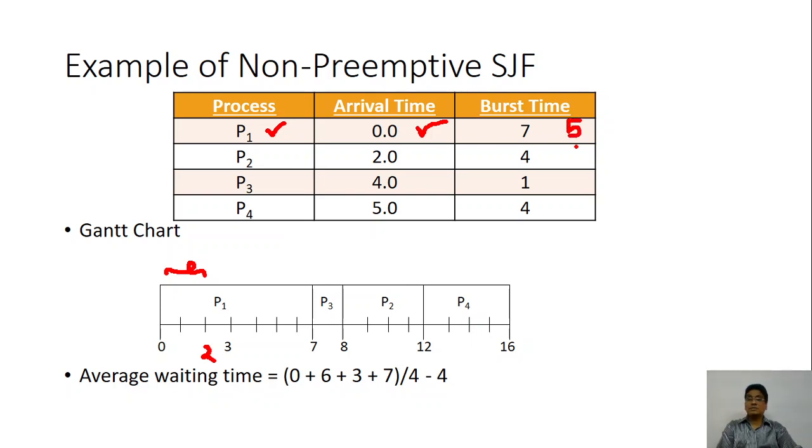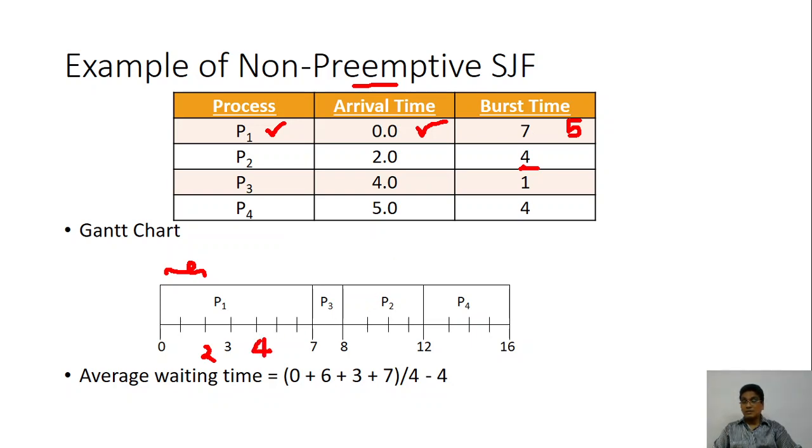It requires 5 milliseconds to complete the task because it has already completed 2 milliseconds of its work. Now at 2 milliseconds, a new process, P2, will come with a time of 4 milliseconds, but because it's non-preemptive, that will not be shifted. Look at what happens at 4 milliseconds.